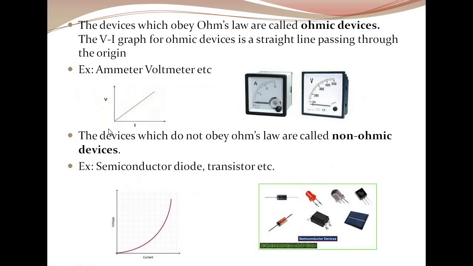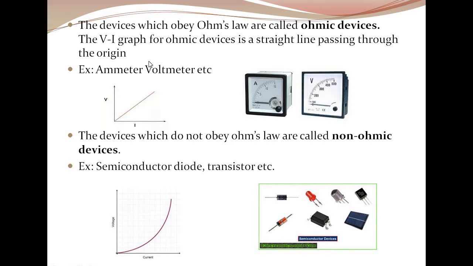Next, we can differentiate two kinds of devices. One is the ohmic device, another one is the non-ohmic device. How can we differentiate ohmic and non-ohmic devices? Devices which obey Ohm's law, we call ohmic devices. The opposite, those which do not obey Ohm's law, are called non-ohmic devices.